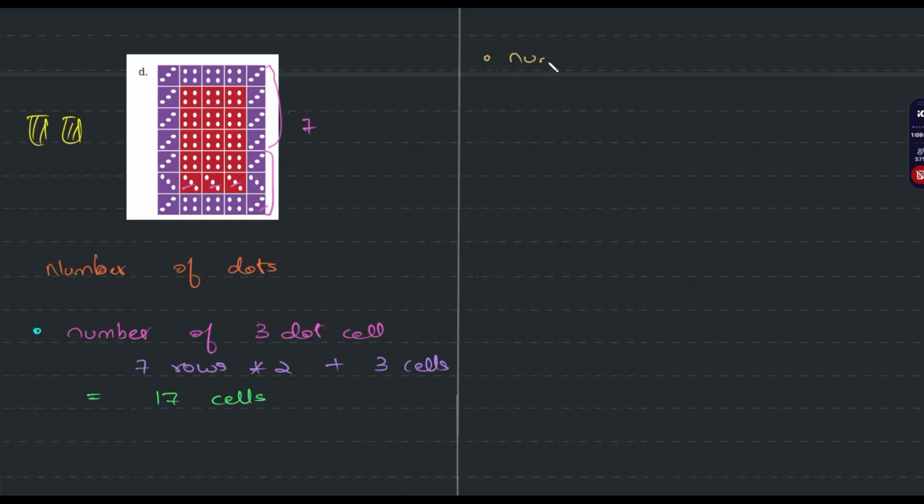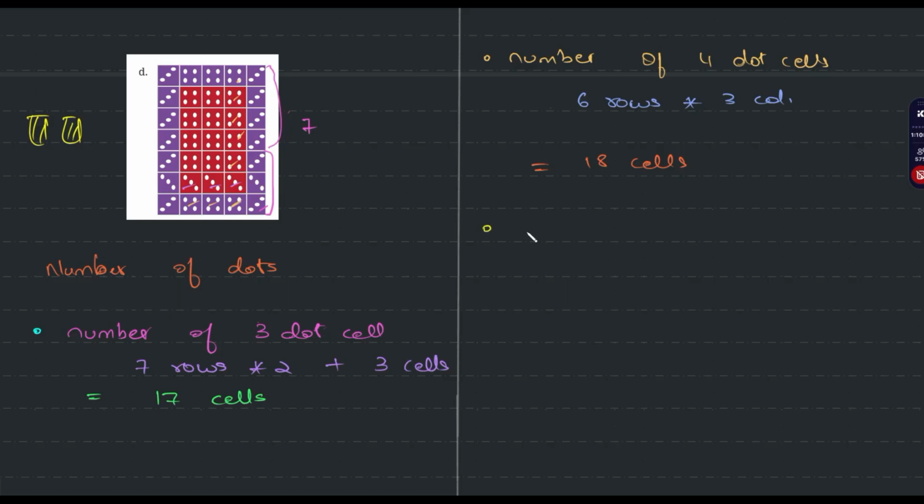Okay, then the number of 4 dot cells. How many are there? There are 1, 2, 3, and 1, 2, 3, 4, 5, 6. Actually, you could have imagined something else. Correct. So there are 3 into 6, so 6 rows and 3 columns. 6 rows into 3 columns, and this ends up with 18 cells.